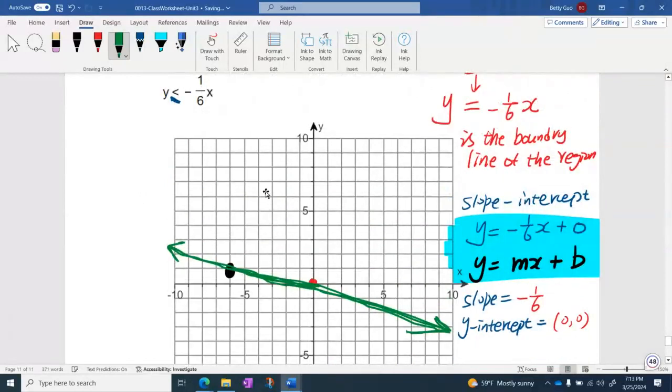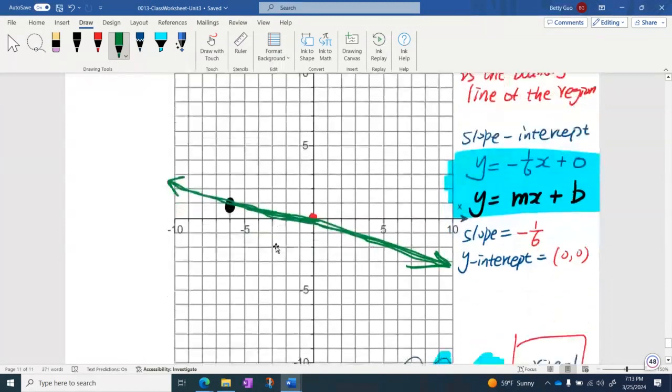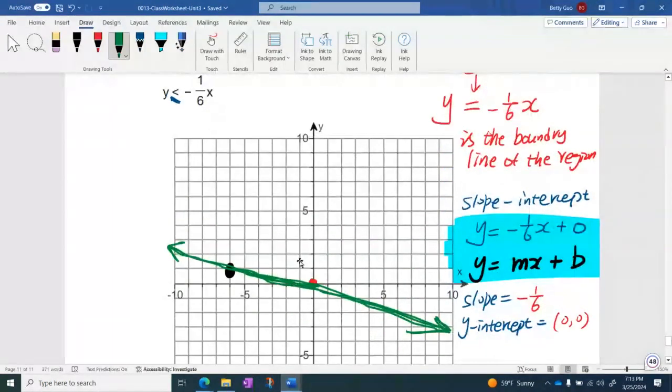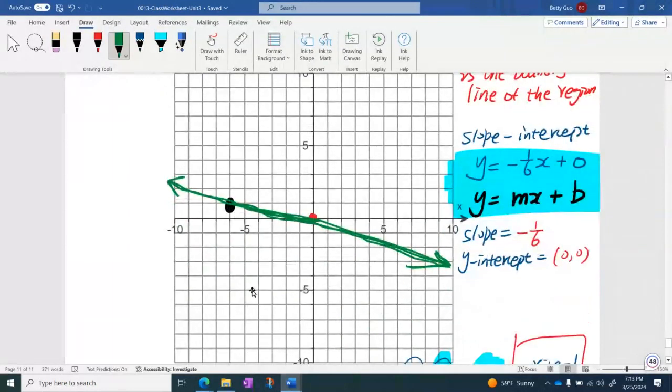What's the second part? What do we do now? Again, our goal is to find the region that represents the solution set of the inequality. All the points in the region are the solutions of the inequality. And we know it's going to be either the region above the boundary or the region below the boundary, right?